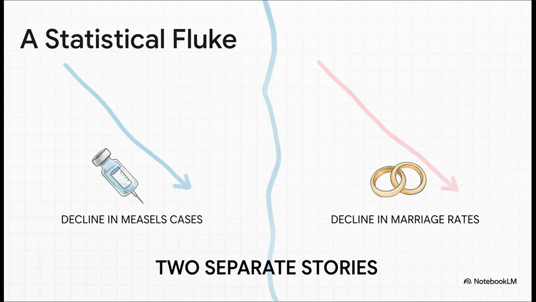The classic example of this is the decline in measles cases matching up with the decline in marriage rates in the US. I mean, come on, does one cause the other? Of course not. One trend is thanks to amazing advances in medicine, like vaccines. The other is about shifting social norms. There are two completely separate stories that just happen to unfold at the same time.